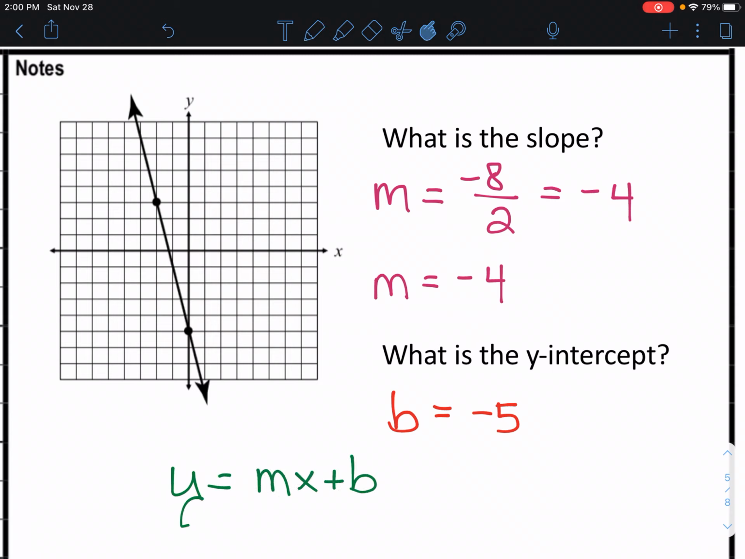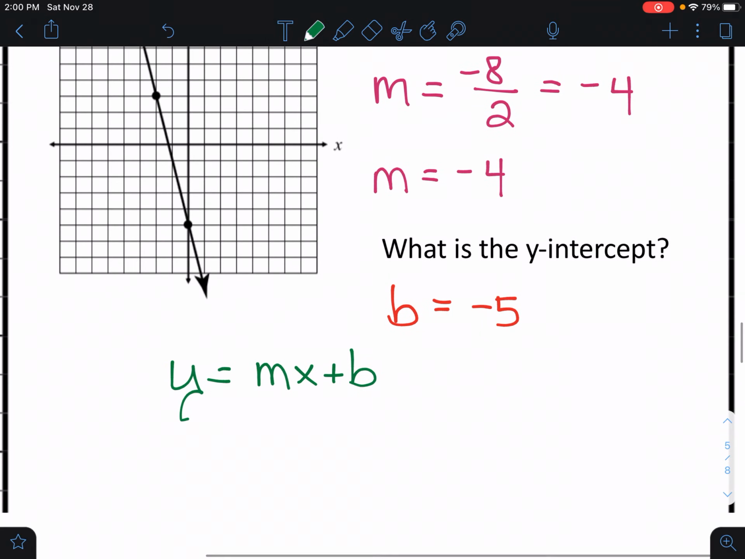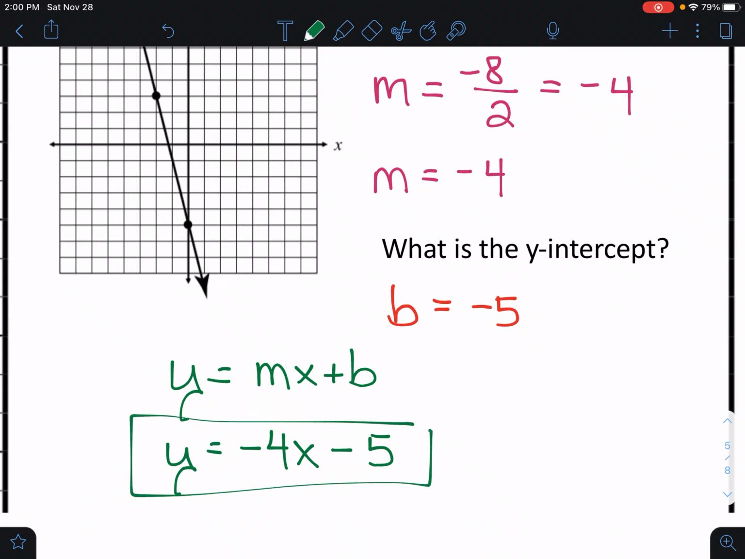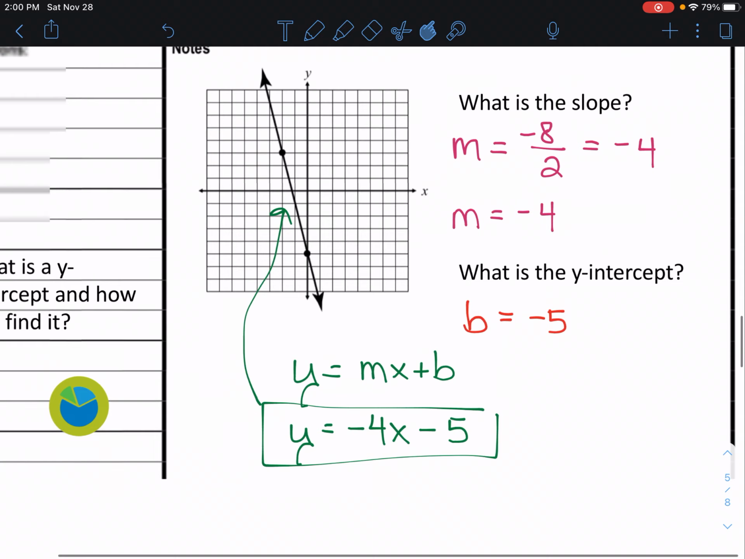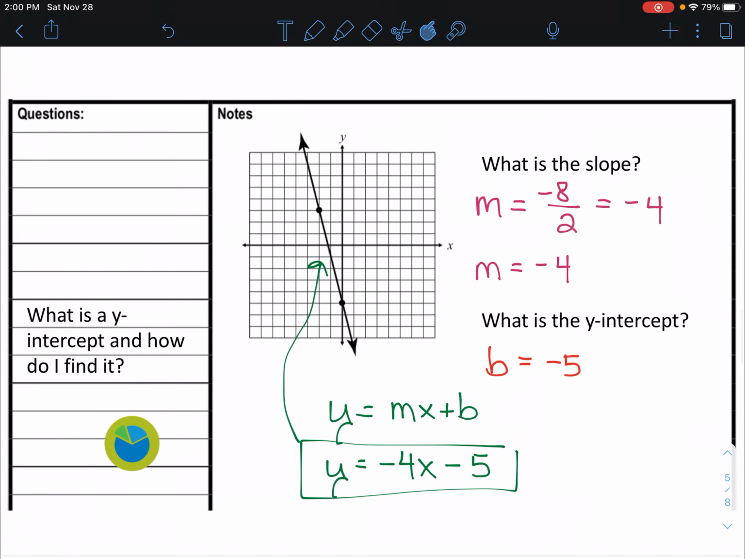So we just said m is -4, so we'd replace that with -4. The y and the x will always be there. And then b is -5, so you could write plus -5 or just -5. So then this right here is the equation for this line, and you've just written a linear equation.